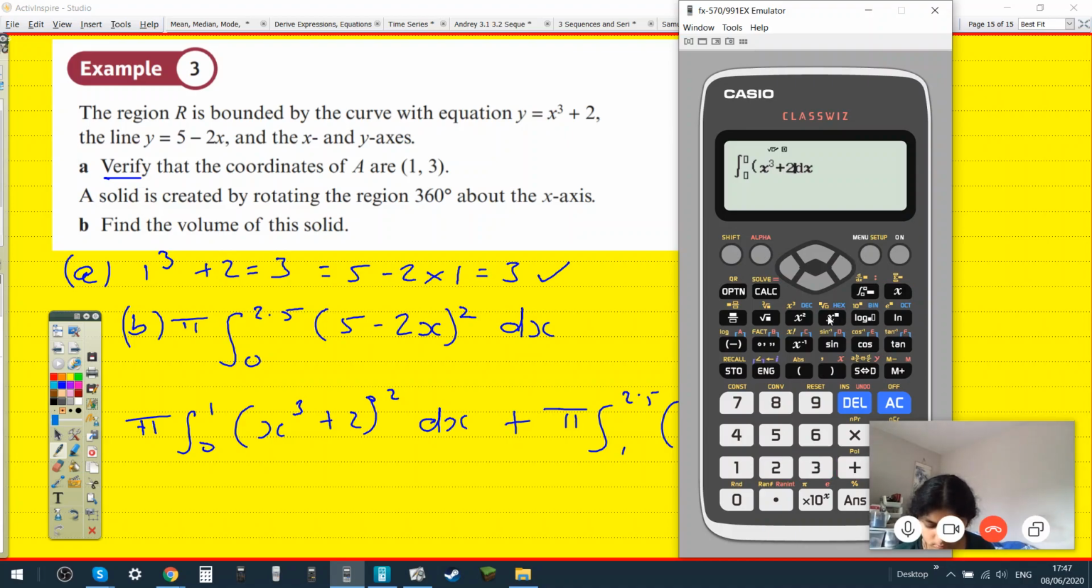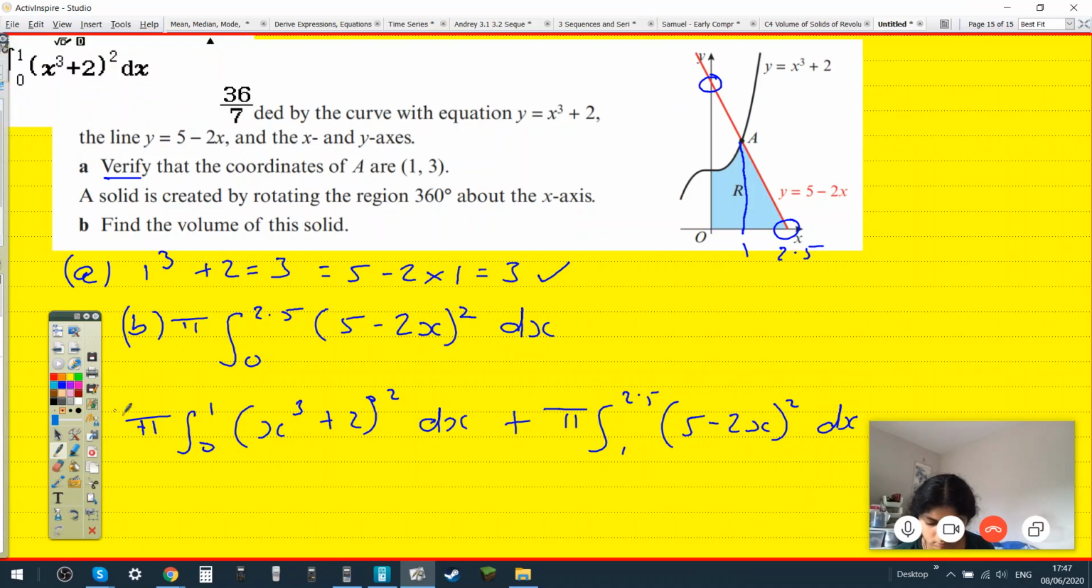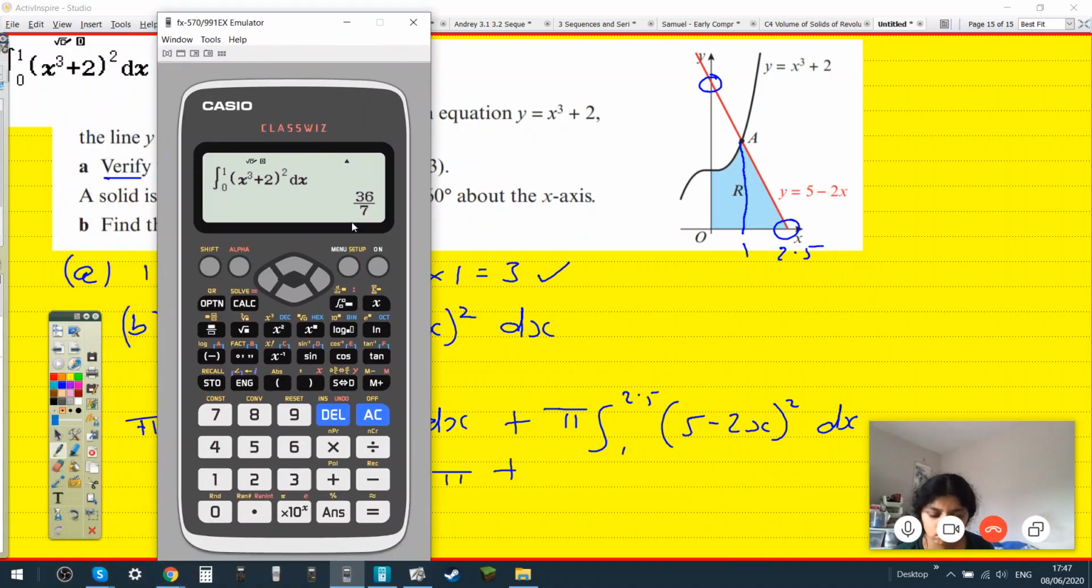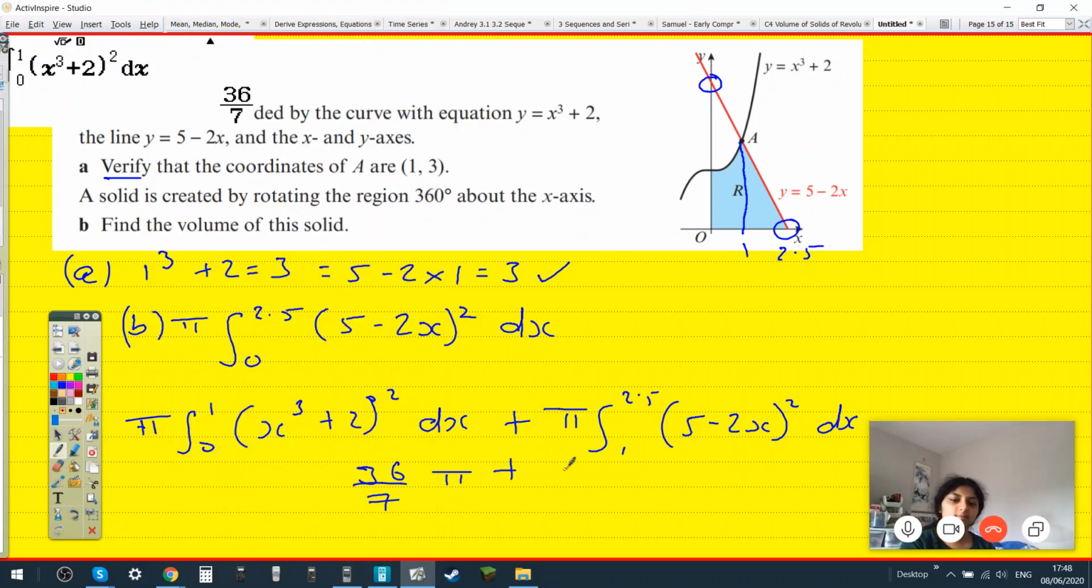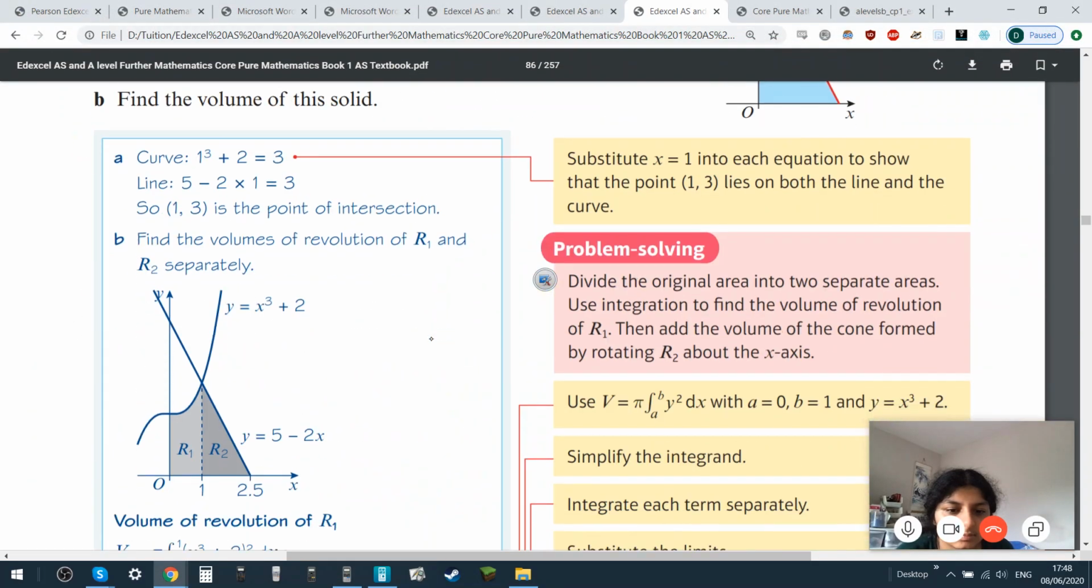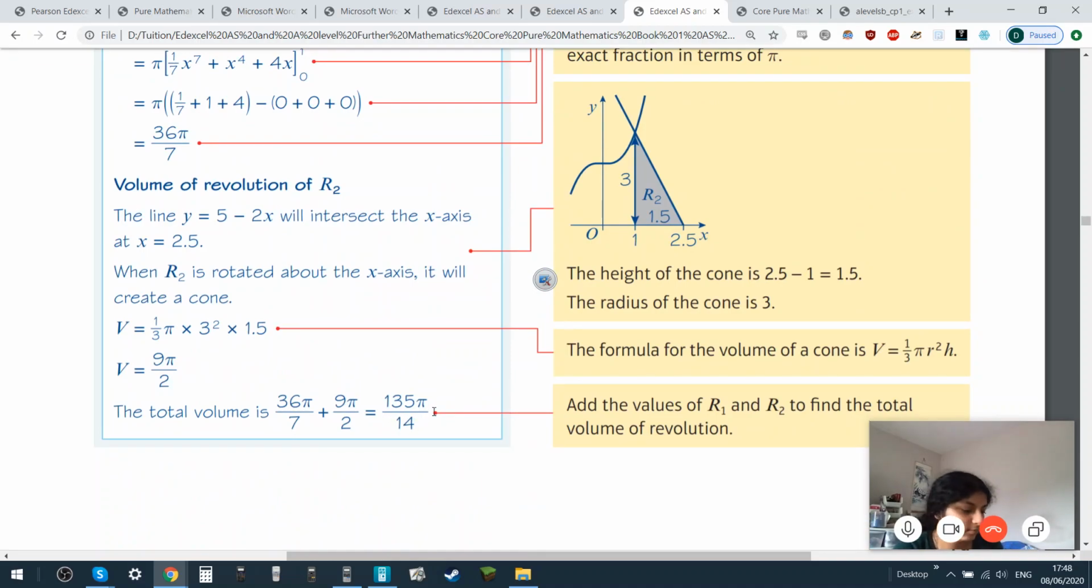Cubed plus 2 squared. And I'm glad that I didn't spend lots of time doing the other stuff manually. Okay, so the first one is 36 over 7 pi, I think. Yeah, that's what I got. Okay. And then what's the second? Nine over 2 pi. Same. And so, what do you get? 135 over 14 pi. Common denominator 14. Oh, let's hope this is right. 135 over 14 pi. Yes.